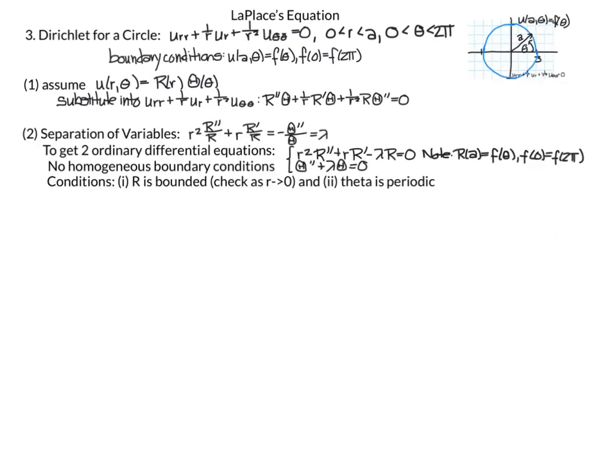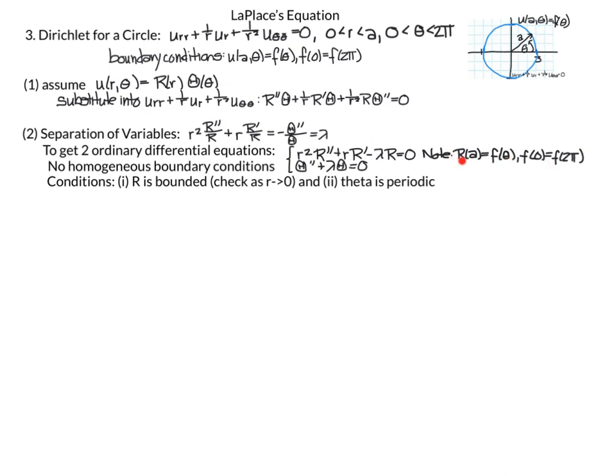This is where we're at now. We have u, which is a product of two functions, capital R and capital Theta. We did our separation of variables in order to get two ordinary differential equations, one about R and one about Theta. Again, we have no initial conditions because we don't have a time variable. We have no homogeneous boundary conditions because this boundary condition out here is equal to f. Our boundary is the boundary of the circle. And u of a, when r is equal to a, is equal to f of theta. So no homogeneous boundary conditions, but we do have the conditions.